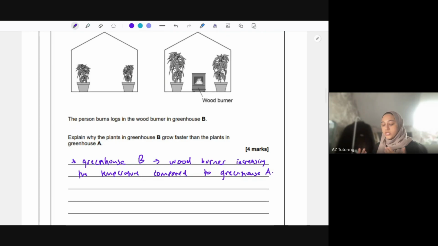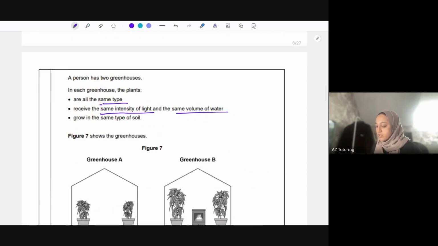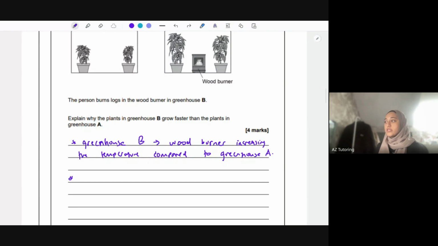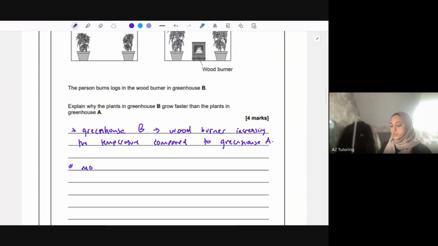The second mark: now you need to explain, okay, well, what's that going to do? If you've got an increase in temperature, that's going to increase the rate of photosynthesis. It's one of the factors that affect photosynthesis. This is the reason why the other things are all the same. The more intensity of light you get, the more photosynthesis will happen. That's why they've kept it the same. The more water you get as well, the more photosynthesis is going to happen because the equation is going to keep going. It needs water for photosynthesis. So you're going to say more photosynthesis takes place.